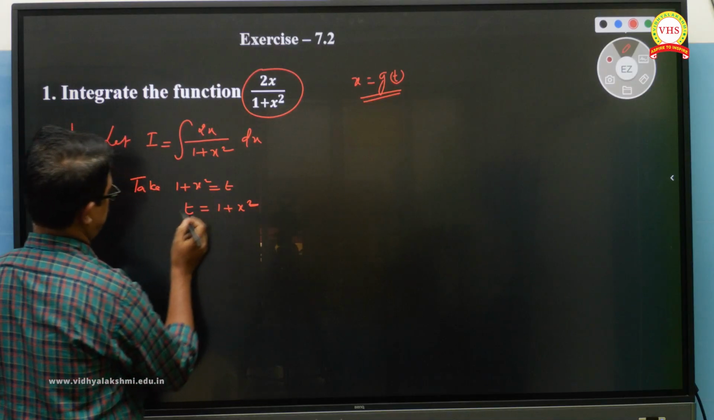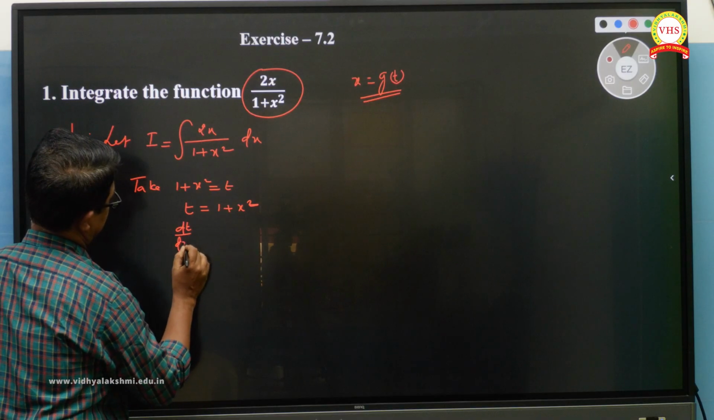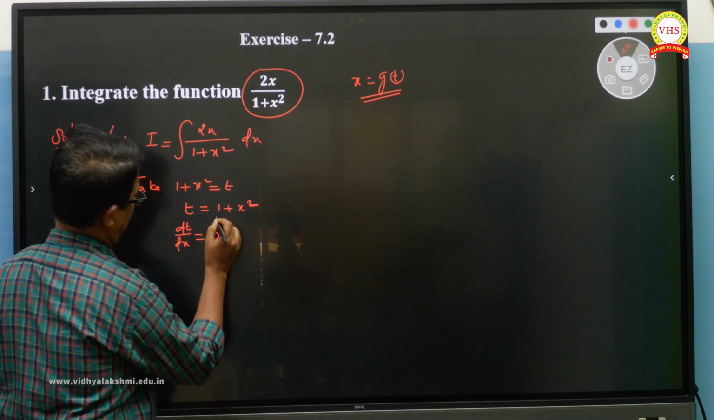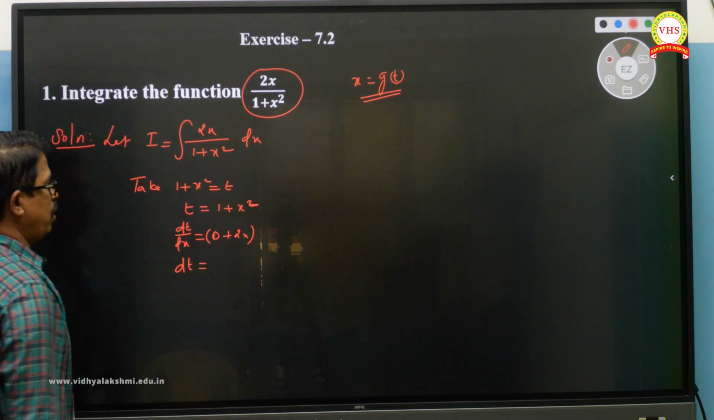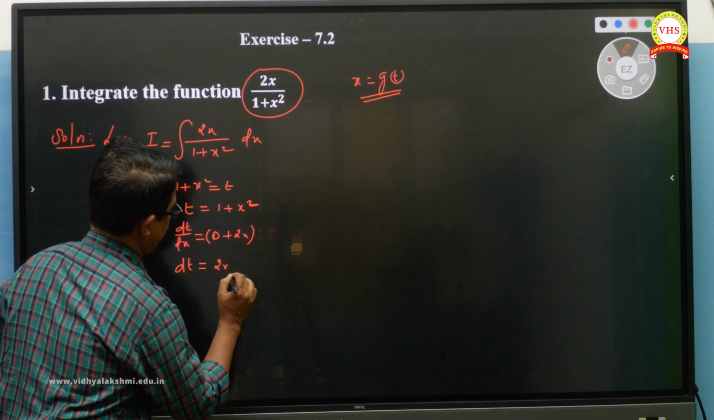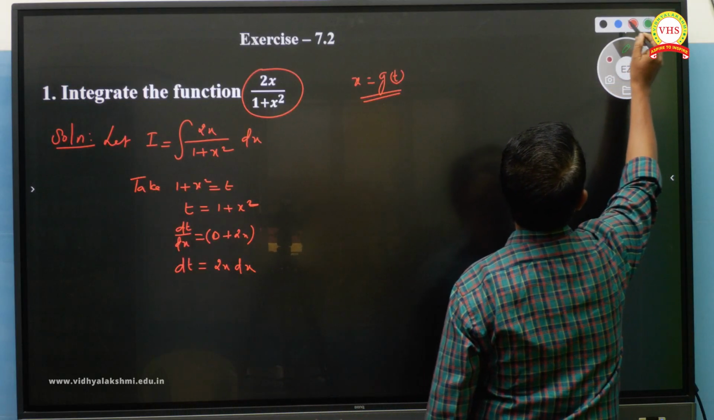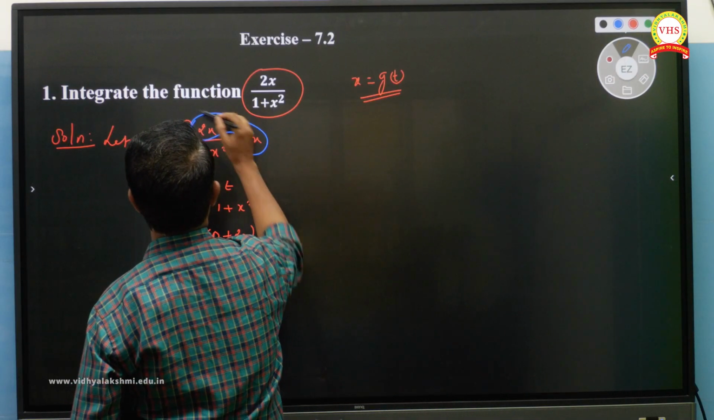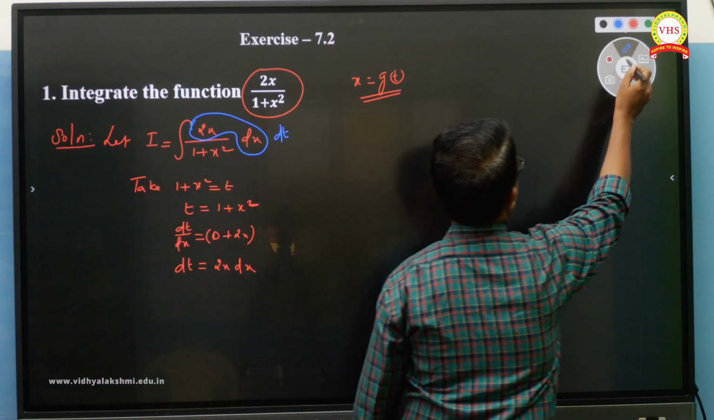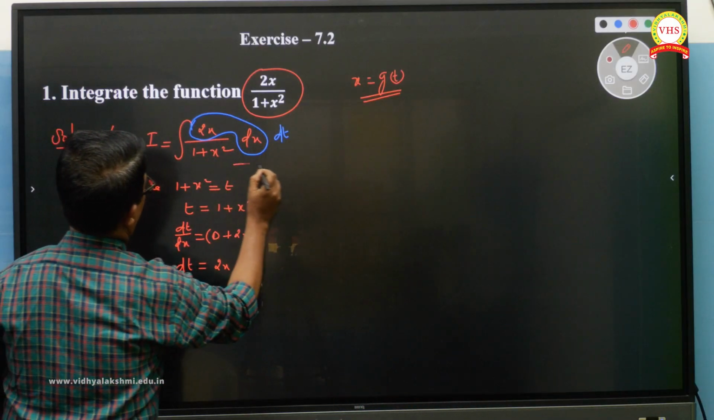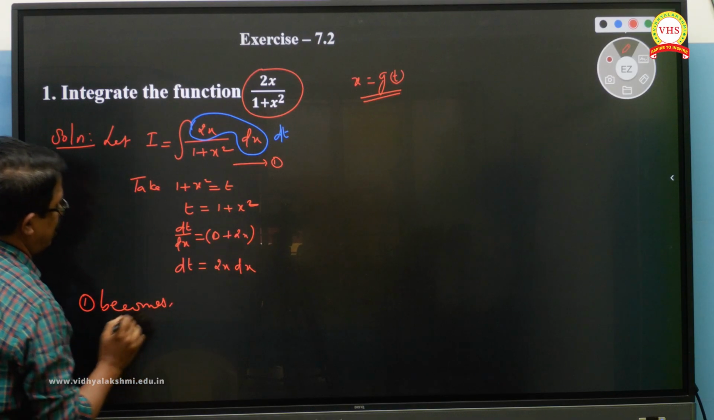Now differentiate with respect to x. What are we going to get? dt by dx equal to 0 plus the derivative of x square, 2x. Now we need everything in terms of t only, therefore dt equal to 2x into dx. Look at the integration here: this 2x into dx is going to become dt. Now changing the integration, that is what we may call equation number 1. Now equation 1 becomes, what does the first equation become here?